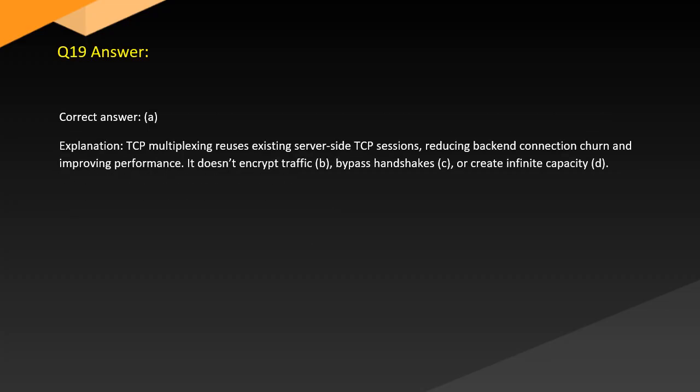Answer. Correct answer: A. Explanation: TCP multiplexing reuses existing server-side TCP sessions, reducing backend connection churn and improving performance. It doesn't encrypt traffic (B), bypass handshakes (C), or create infinite capacity (D).